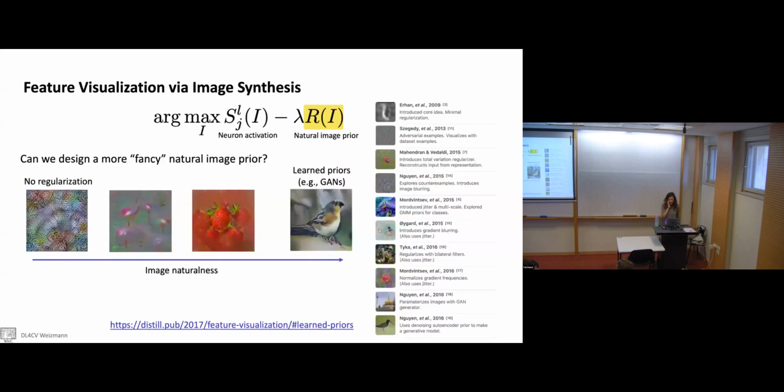And just to say again, this natural image prior spans a really wide range of techniques and priors. On one hand, we have no regularization at all, which we've seen will produce these adversarial images that are not meaningful. On the other end of the spectrum, we have really high-end natural image priors, which are actually generative image models by themselves, and I'll talk about it in a second. And in the middle, we have all sorts of hacks and tricks and handcrafted priors to improve the results.